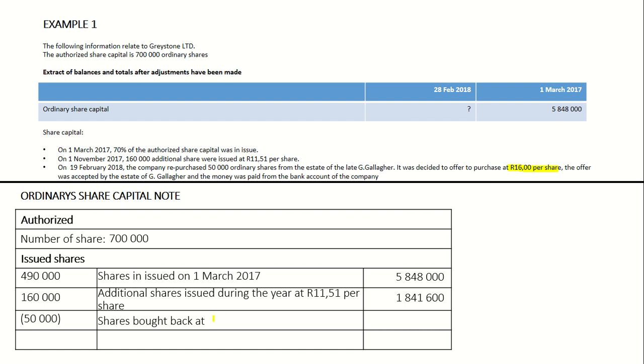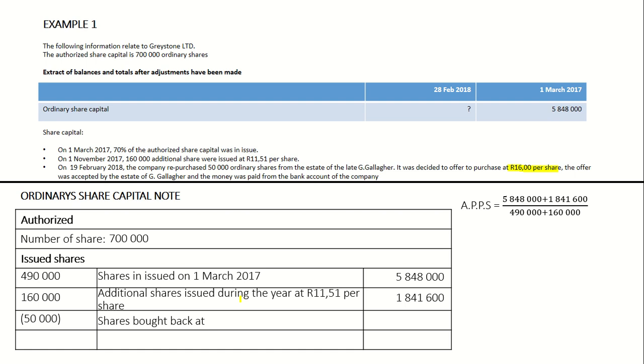The amount that comes here can't be what we paid. It must be what the shareholders paid for these shares. How much did the shareholders pay for 50,000 shares? Now, for us to figure out how much the shareholders paid for 50,000 shares, the original share price, the amount that the shareholders paid, will be estimated by calculating your average price per share.